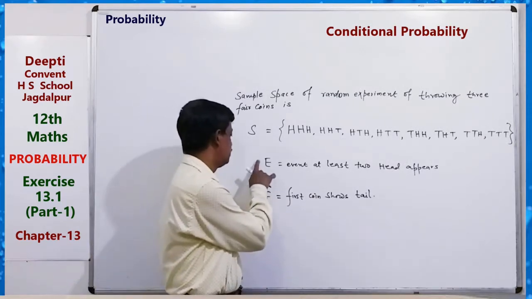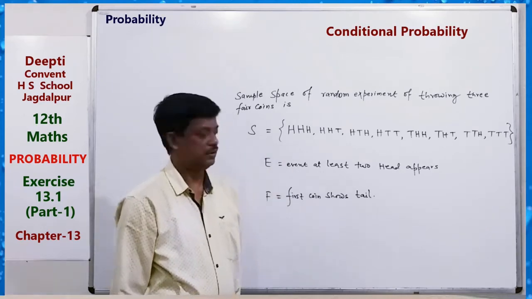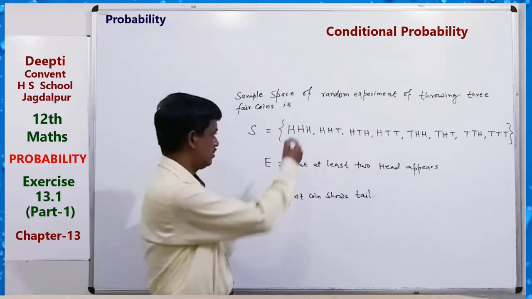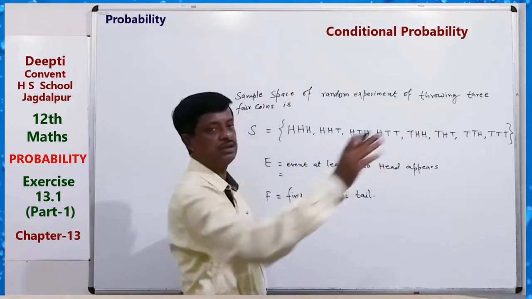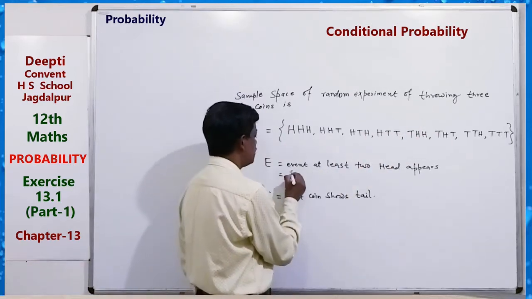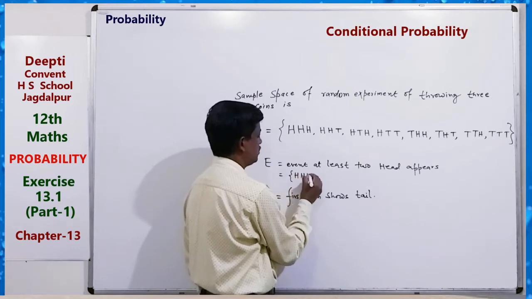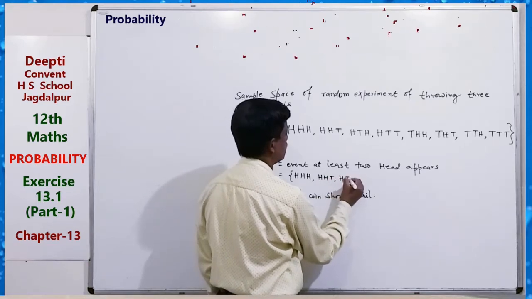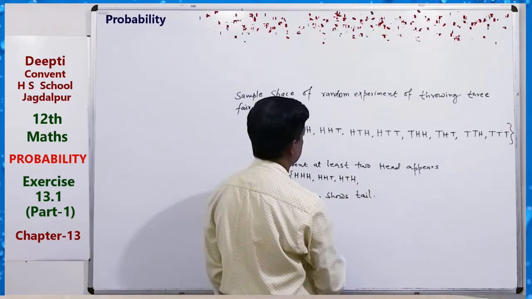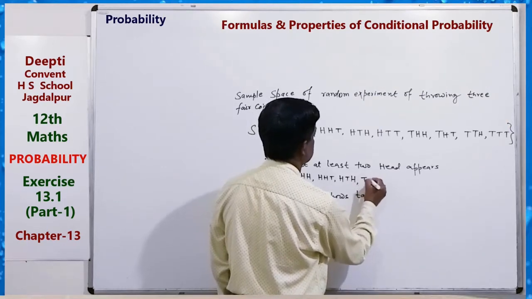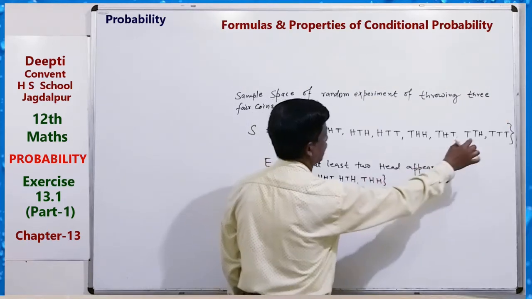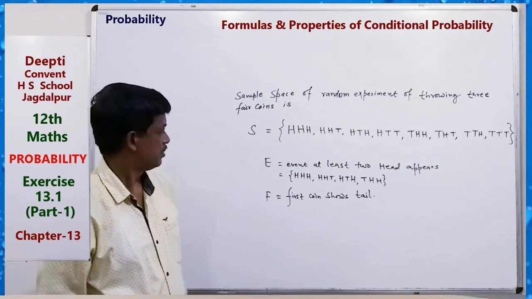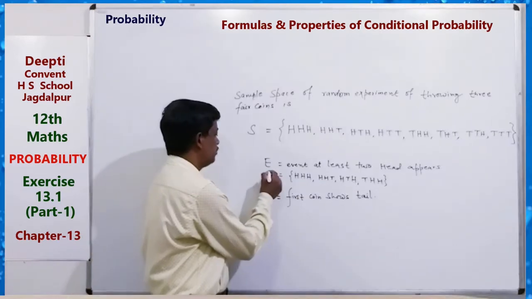Suppose these are the events E and F. Event E: at least two heads appear. So we can collect two heads from this sample space, in the simplest case. What does at least mean? This is included, this is also included, HHT, HTH, and one thing more, THH. So 4 events where at least two heads appear.